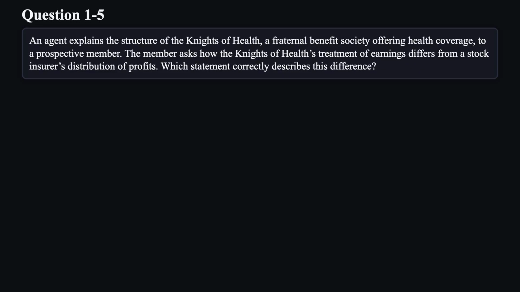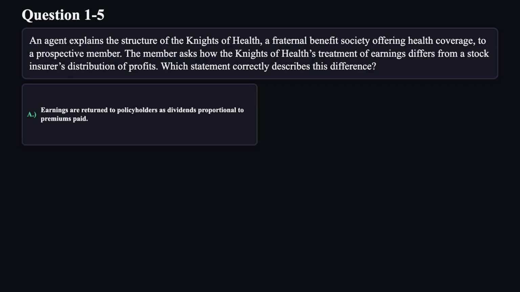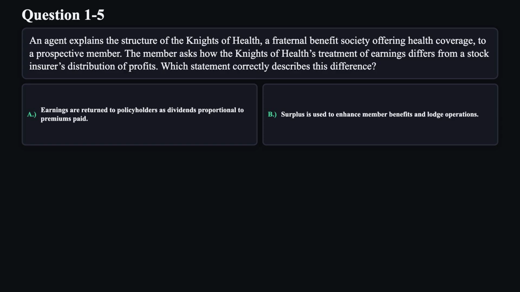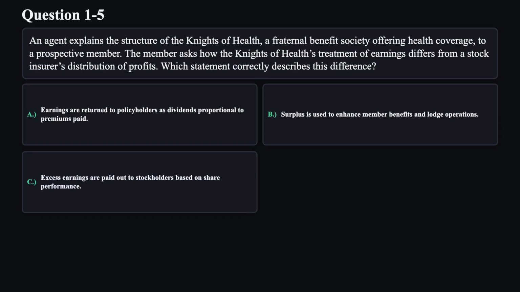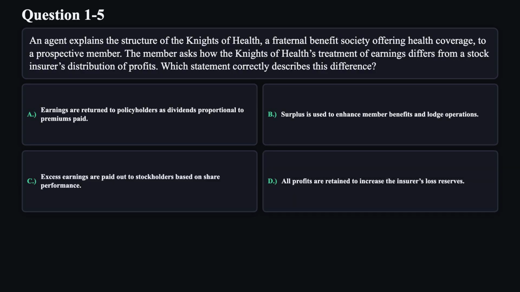Question 5. An agent explains the structure of the Knights of Health, a fraternal benefit society offering health coverage, to a prospective member. The member asks how the Knights of Health's treatment of earnings differs from a stock insurer's distribution of profits. Which statement correctly describes this difference? A. Earnings are returned to policyholders as dividends proportional to premiums paid. B. Surplus is used to enhance member benefits and lodge operations. C. Excess earnings are paid out to stockholders based on share performance. D. All profits are retained to increase the insurer's loss reserves.